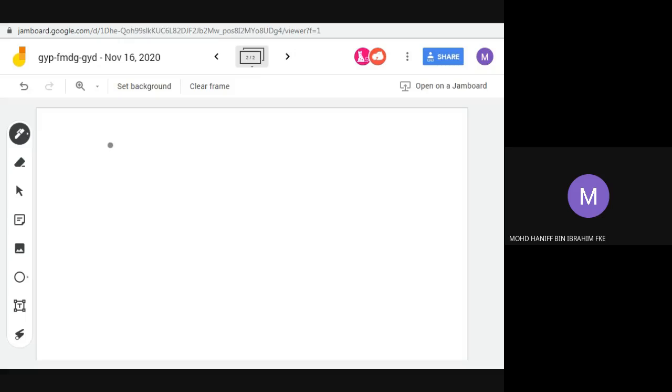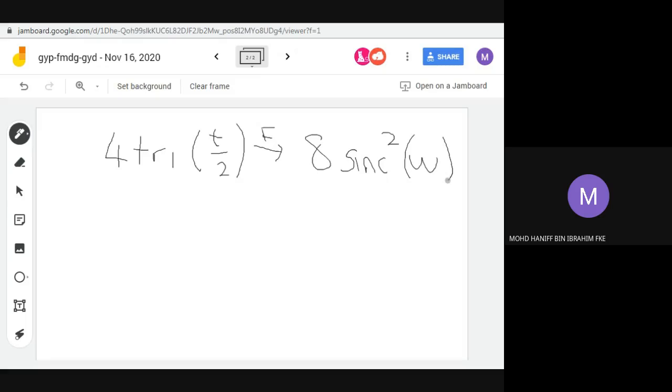So basically, I repeat the answer for the previous slide. If we have 4 triangular t over 2, we are supposed to get the Fourier transform equal to 8 sin squared of omega. Okay, that should be the case now. Now we want to find the Fourier transform for the first order differentiation of this signal, and the Fourier transform for the second order differentiation of the signal.